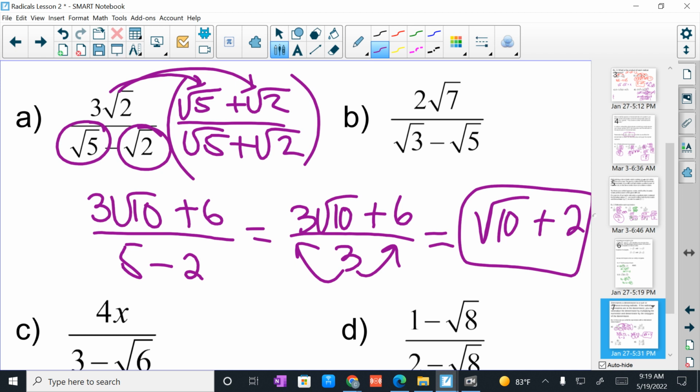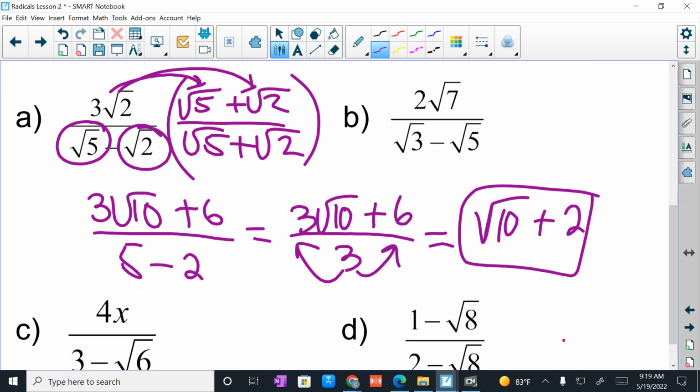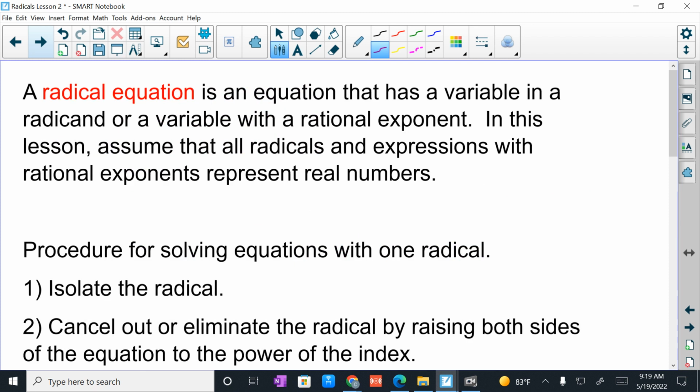Okay? All right, we're at the end. We're at the end, guys. I'm going to make it. Okay? Last thing. And this is actually quite easy.